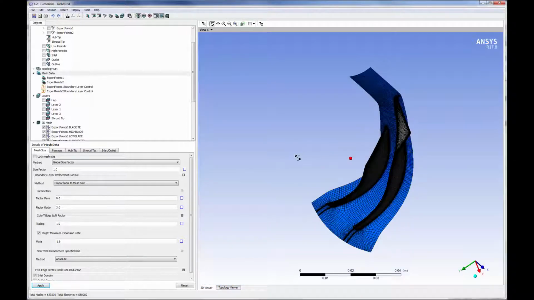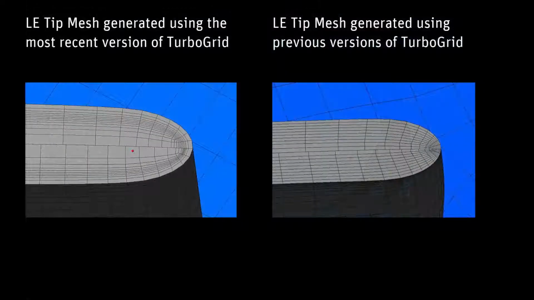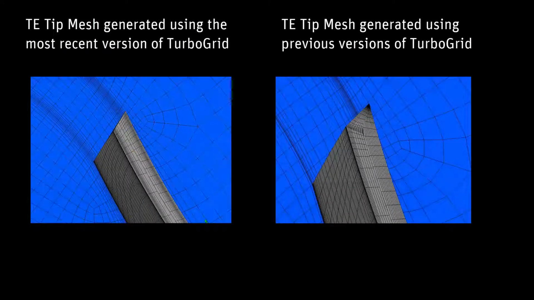Here is a direct visual comparison between the tip mesh produced by the current version and previous versions of TurboGrid at the leading edge, where you can clearly see the reduction in element skewness, especially near the apex. At the trailing edge, it is apparent that the more effective node placement has resulted in a lower variation in element size. Overall, the new tip meshing methods result in higher quality meshes, increasing solution accuracy and resolution by decreasing element skewness and controlling element size.